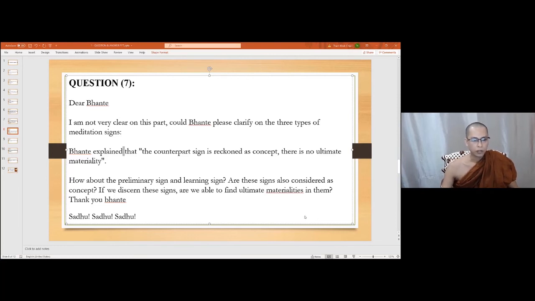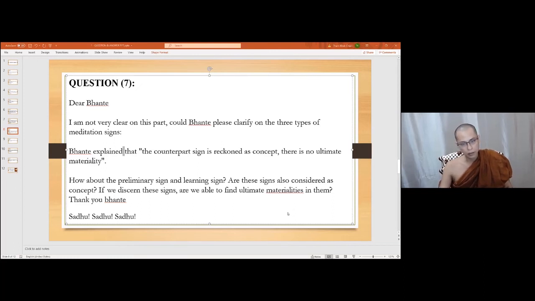Okay, so first of all, regarding the counterpart sign, reckoned as a concept. At the stage of the counterpart sign, the nimitta becomes brighter and very clear, in a faultless condition. That is just a concept. If it were still related to the ultimate reality, ultimate reality refers to mentality or materiality, especially here materiality. So materiality must have some flaw or defects.